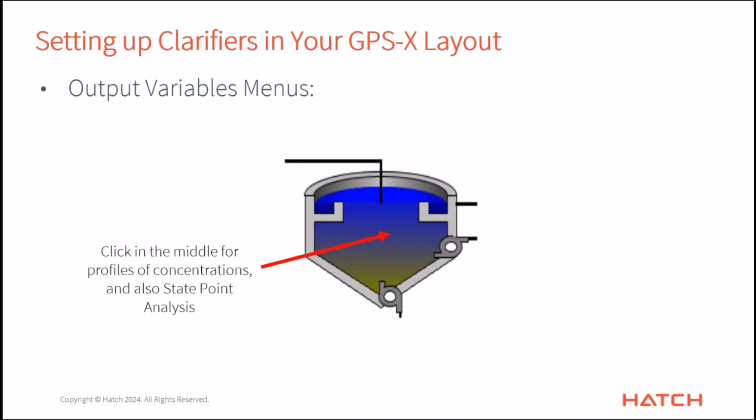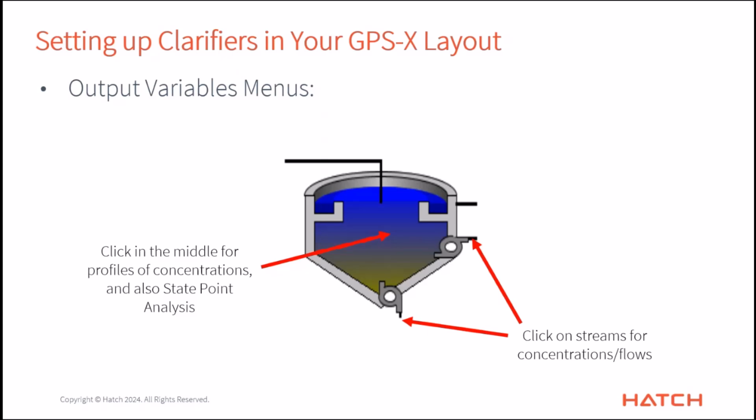So if you right click in the middle of a GPSX object, as you may know, in many of the objects, the layered ones like the clarifier and the plug flow tank, you can get to other menus that you wouldn't be able to get to otherwise. So if you click in the middle of this, you'll get profiles. This is basically, you're going to get the concentrations from the top all the way down. You're going to get 10 values of total suspended solids, for example. So you can right click there. And then also there's a couple of other things in here too, including the state point analysis graph.